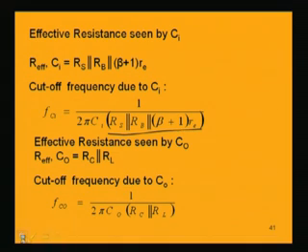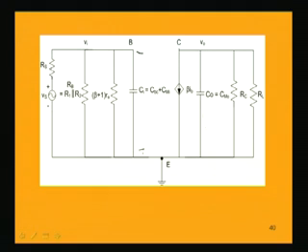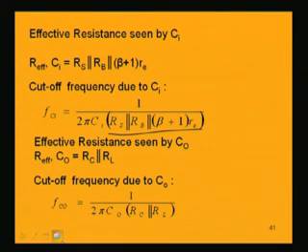Similarly, the effective resistance seen by capacitor C naught, which is nothing but CMO. If I look from this side into the circuit to find the effective resistance seen by this capacitance, there are two resistances in parallel, Rc and RL. So, that will be the effective resistance. So, the effective resistance due to C naught is Rc parallel RL. So, we can find the cutoff frequency due to C naught, Fc naught equal to 1 by 2 pi into C naught into Rc parallel RL.